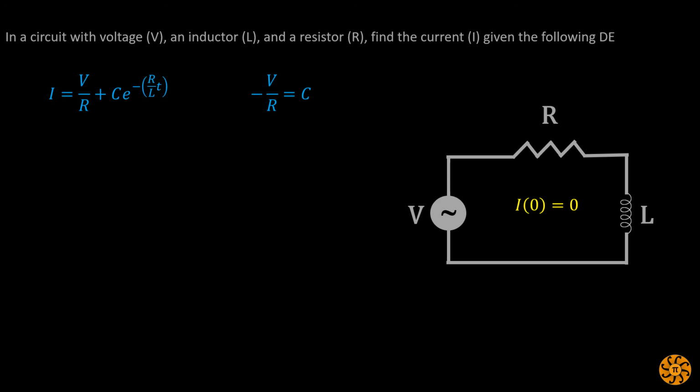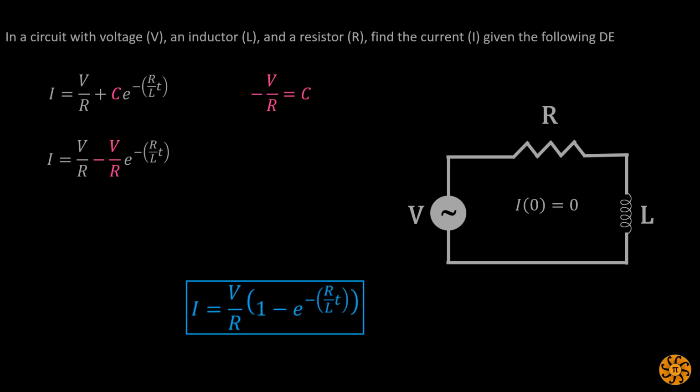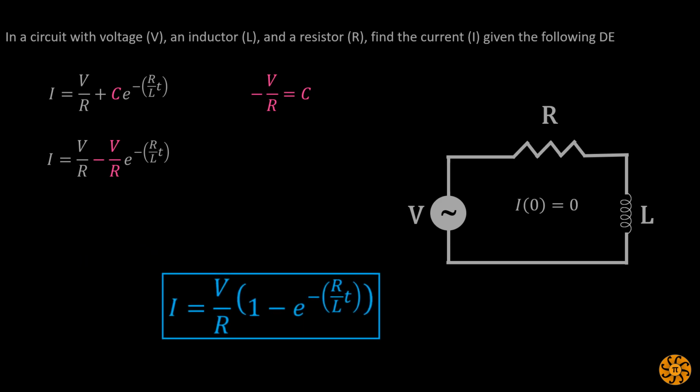Taking these results together, we can replace our arbitrary constant with a particular value. So we substitute in negative V over R for C, and then we factor out V over R, leaving us with our final answer. I equals V over R times 1 minus e to the negative RT over L.